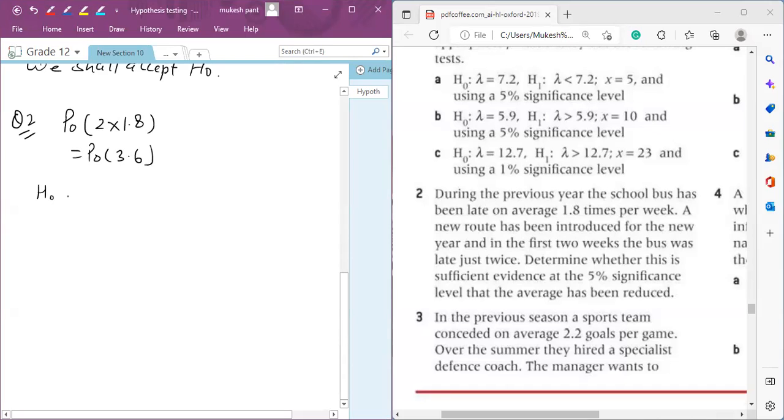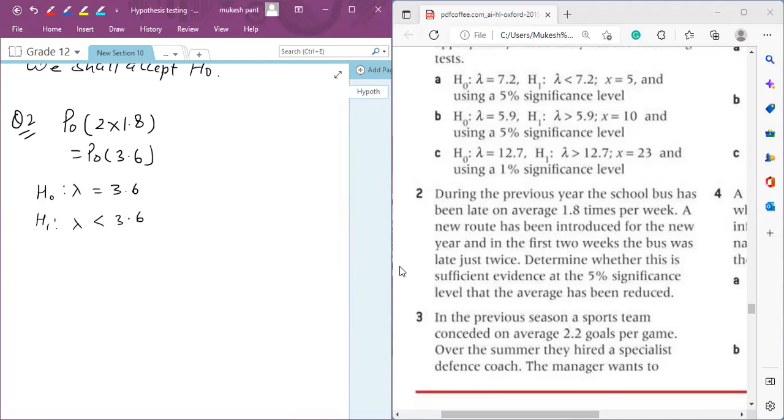And so what will the null hypothesis be? Suppose we are using this gamma over here. The average is 3.6. Then the alternative hypothesis H1 will be lambda less than, because as per this, the average is only 1.8, so we are looking for less than 3.6.